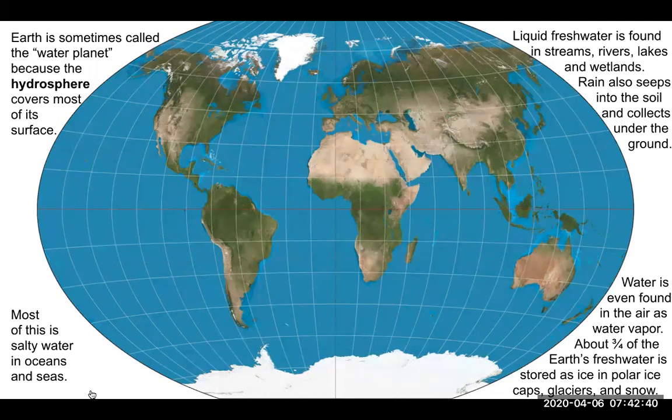Liquid fresh water is found in streams, rivers, lakes, and wetlands. Rain also seeps into the soil and collects under the ground. Water is even found in the air as water vapor. About 3/4 of the Earth's fresh water is stored as ice in polar ice caps, glaciers, and snow.